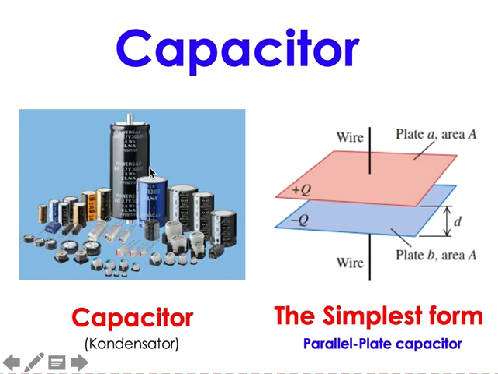These are capacitors. In Germany, it is called a condenser. It's similar to the Japanese word for condenser. Capacitors have various types.